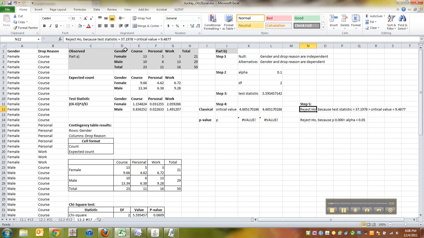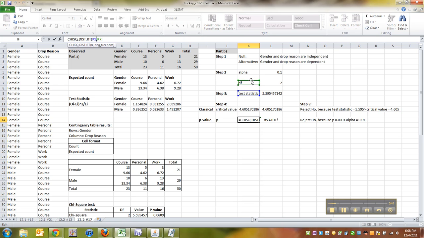So we would reject the null hypothesis because our test statistic, which is 5.595, is greater than our critical value, which was only 4.605. All right, what about the p-value? That would be equal to CHISQ.DIST.RT, with the degrees of freedom, 2, and then 5.595. Or for the old version, CHIDIST. I just copied and pasted from an old spreadsheet, so that's why these are off by a little bit.